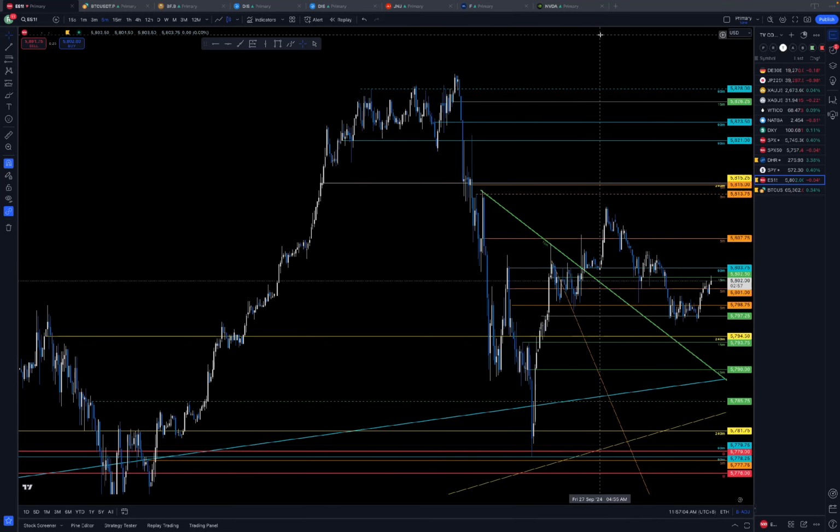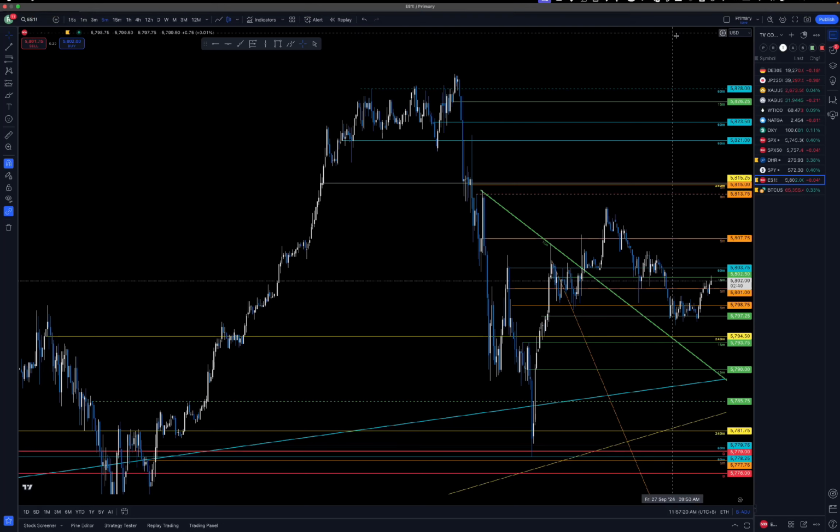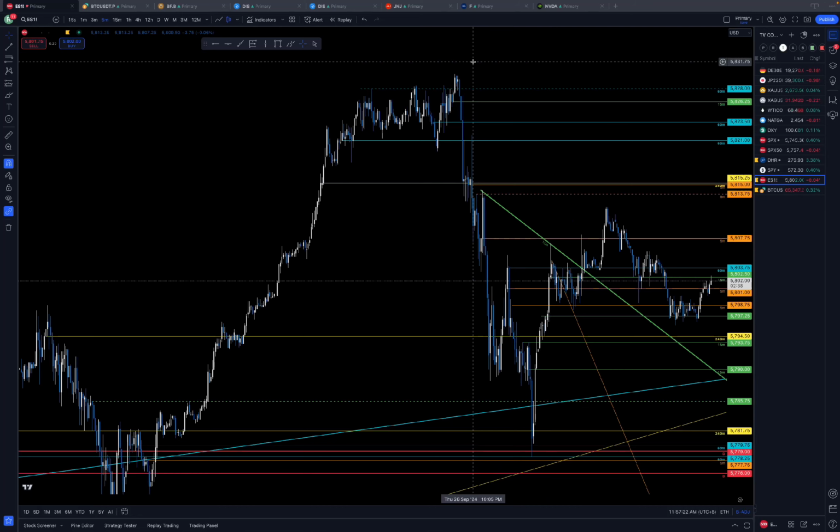Today is Friday, September 27th, and I'll be doing my walkthrough of my analysis of the S&P 500 through the ES chart. We're going to take a look at where we're at, what are some levels of interest here, and where's maybe some opportunity for some trades.